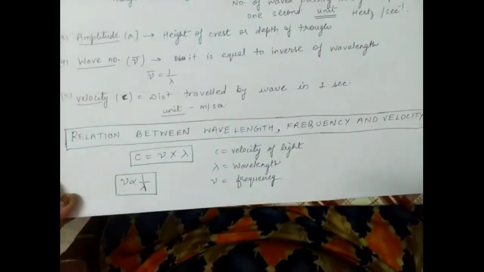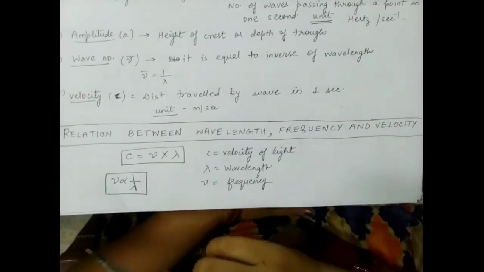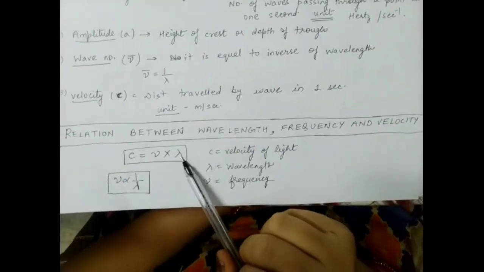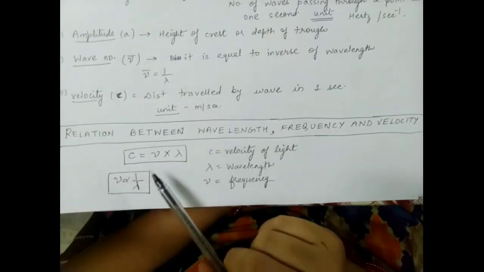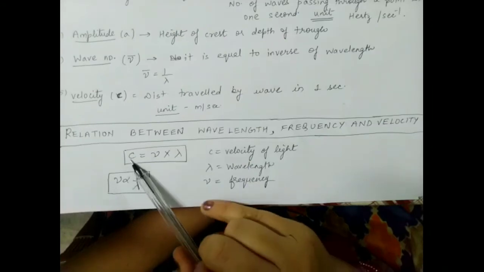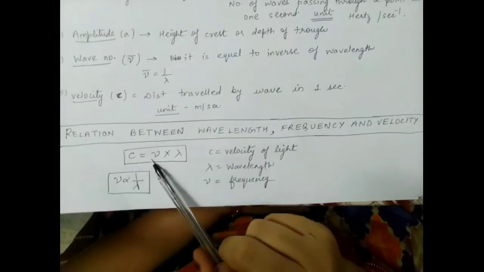Now there is one relation between wavelength, frequency, and velocity. And what is that relation? There is one formula: c is equal to nu into lambda. c is the velocity of light, nu is the frequency, and lambda is the wavelength. Since we know the value of c, that is 3 into 10 to the power 8 meters per second, c is the constant value. So it is always equal to nu into lambda.